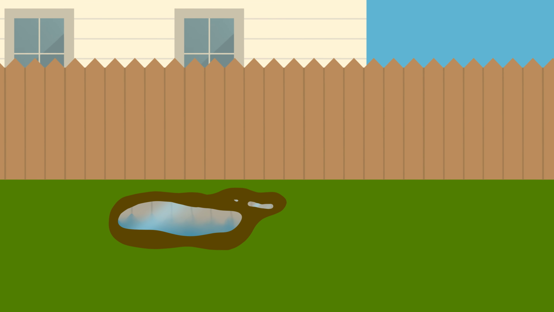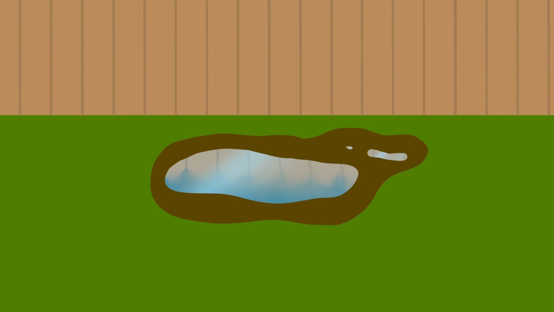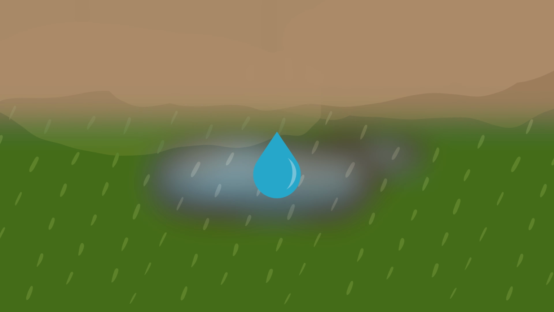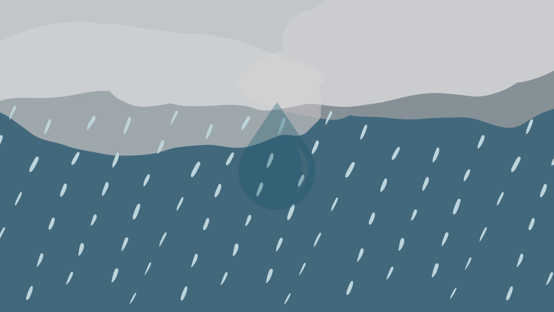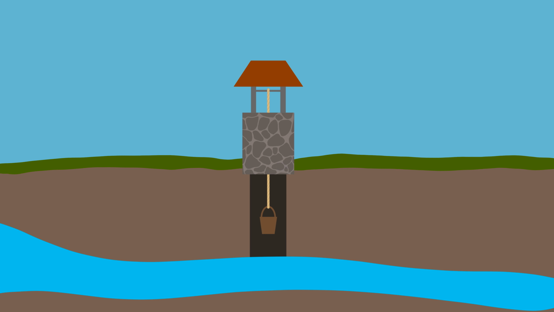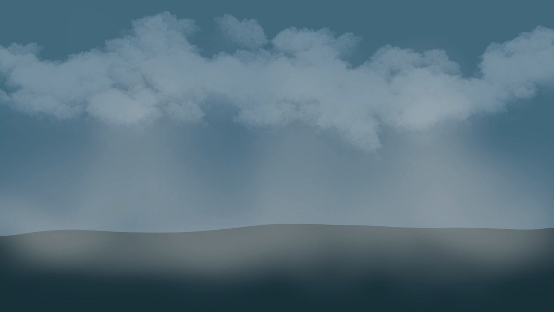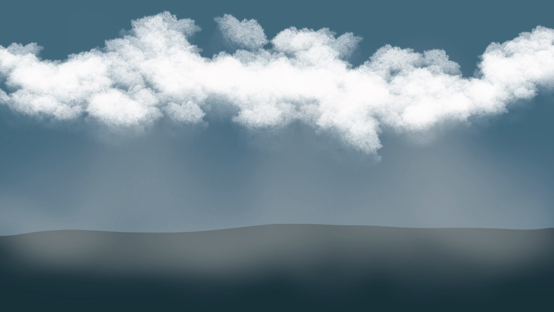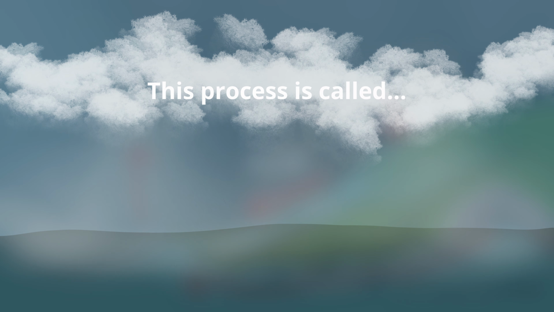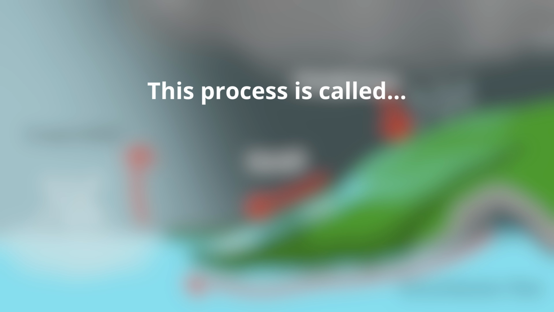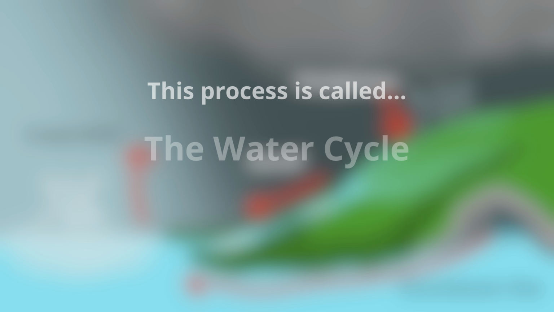Think about a single drop of water in your backyard. Where might it go over time? Maybe it falls as rain and flows into a nearby stream. Perhaps it soaks into the ground and becomes groundwater. It could evaporate into the atmosphere, form a cloud, and later fall back to Earth as precipitation somewhere else. This continuous movement of water through the atmosphere, land, and oceans is called the water cycle.